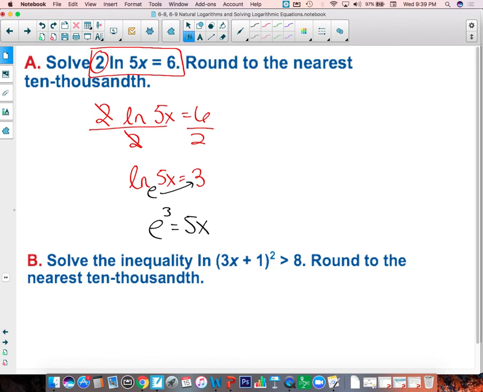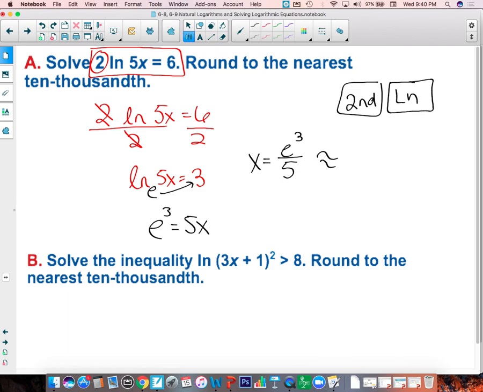All right, so now I'm just solving for x here, so I divide both sides by 5. So I get x equals e to the 3rd power over 5. All right, and then I would just punch that in my calculator. So find that natural log button, so you press second, and then that ln button, because that's going to give me the e to the x, and then I do 3. Okay, I'm punching a 3 in there.